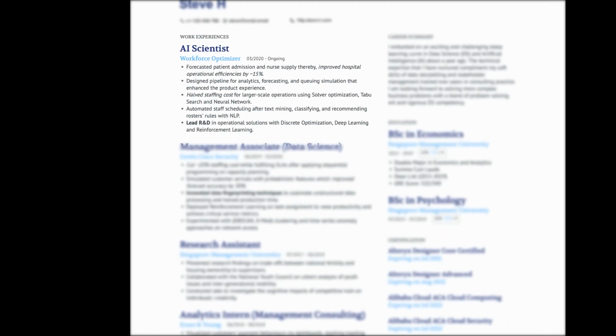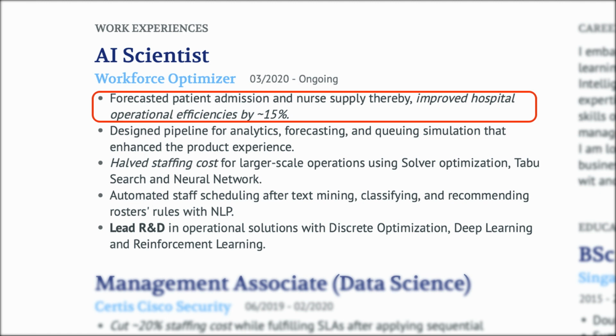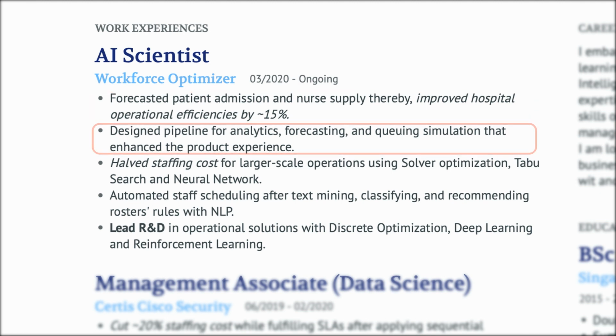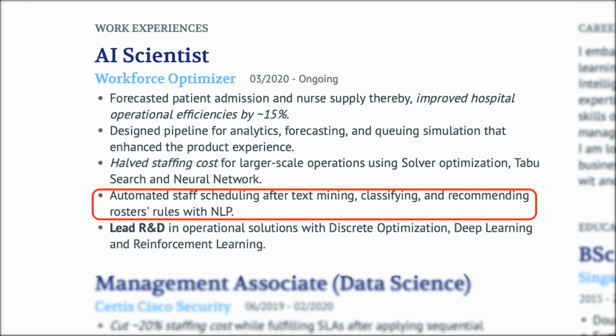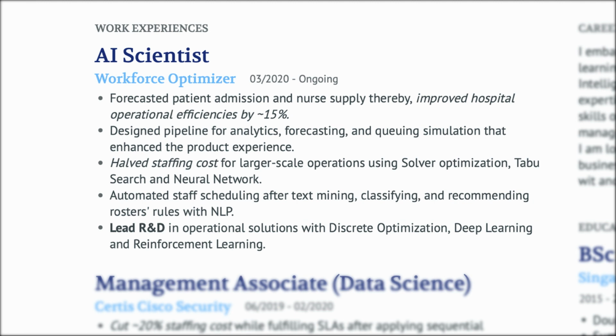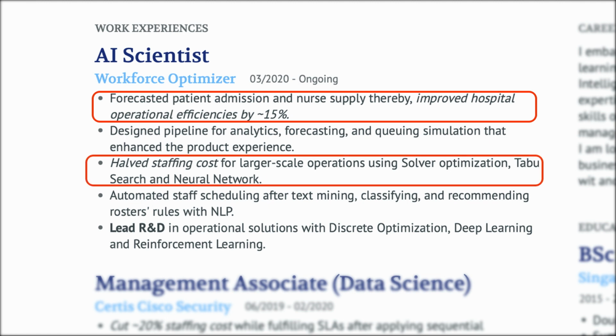Let's first take a look at the AI scientist position that Steve has. The responsibilities include forecast patient and nurse supply, design pipeline for analytics, solve the optimization problem, and automate staff scheduling. It looks like the most impactful items are improved hospital operational efficiencies by 15% and halve the staffing costs for large-scale operations. So we want to move these points to the top.